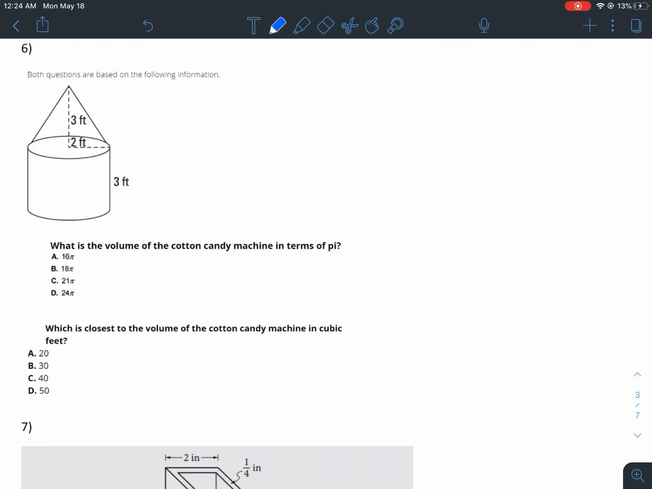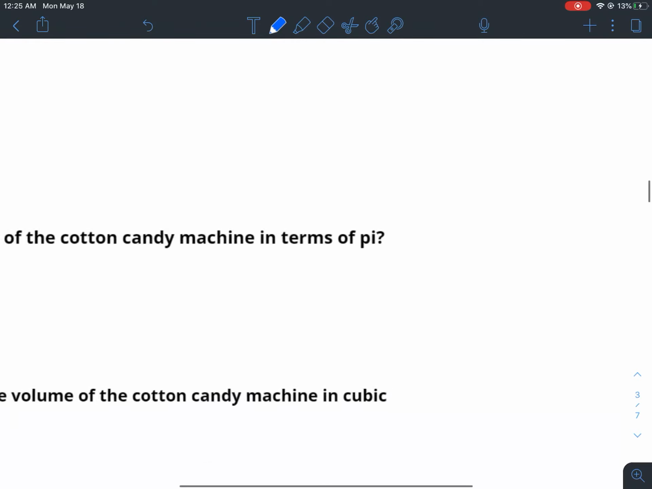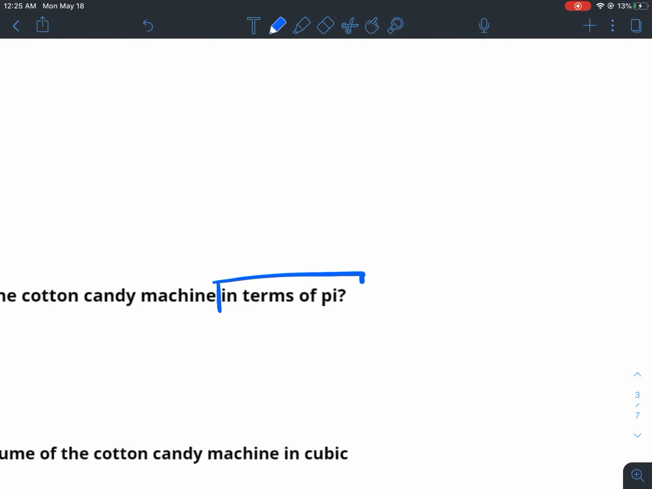In this video, I'm going to go over problems 6 and 7 from the SAT practice worksheet. So number 6, it says, what is the volume of the cotton candy machine in terms of pi? So we have this cotton candy machine here, and they're asking for us to find the volume of it. Now in this case, they're asking for it in terms of pi.